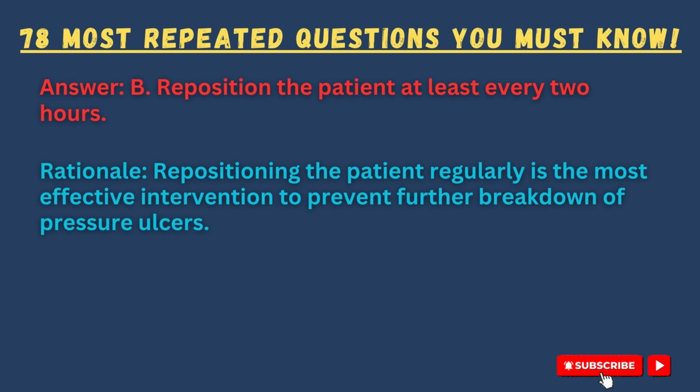Answer: B. Reposition the patient at least every 2 hours. Rationale: Repositioning the patient regularly is the most effective intervention to prevent further breakdown of pressure ulcers.